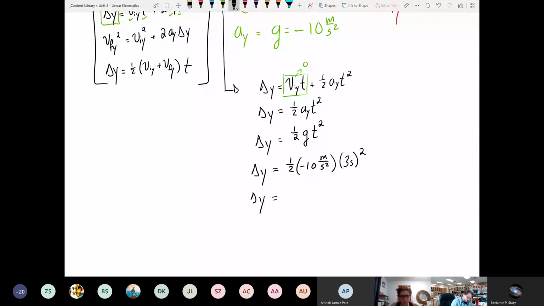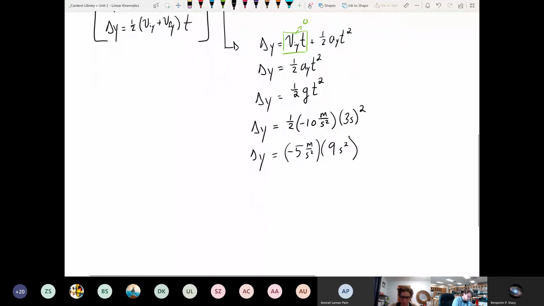1/2 times -10 is going to be -5 meters per second squared. I'm going to multiply by 9 seconds squared, because I do 3 squared and you do seconds squared. Notice what happens to my units when I multiply these. The seconds squared goes away and I'm left with meters. That's good because it's a displacement. And I have -5 meters times 9 is -45 meters. That's the vertical change in position.